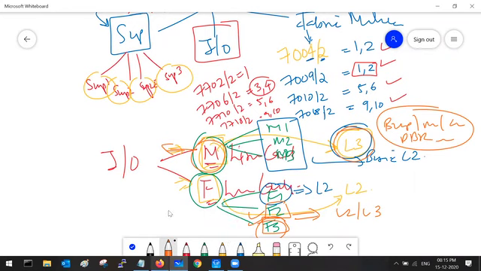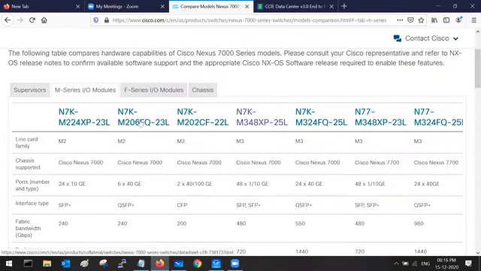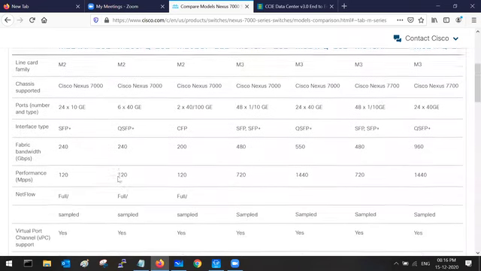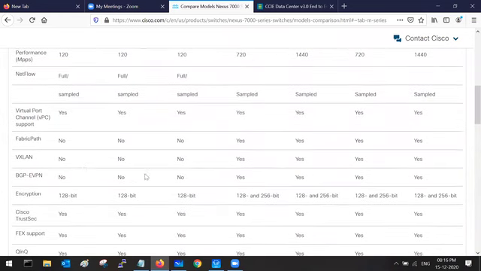So if I go back, let me show you a quick comparison between M and F line cards. These are the different models of M line cards: N7K M224, N7K M206, N7K M202, and these are the 7700 series. So Nexus 7700 supports M348 and M324. These are the different models of M line cards. If I come a bit down, they support VPC. You can use them for configuring VPC port channeling. They support Vxlan and they support Fabric Path.